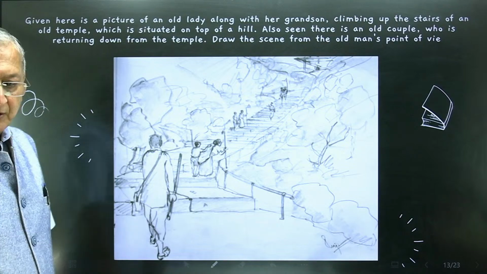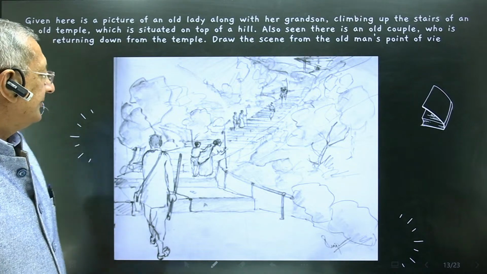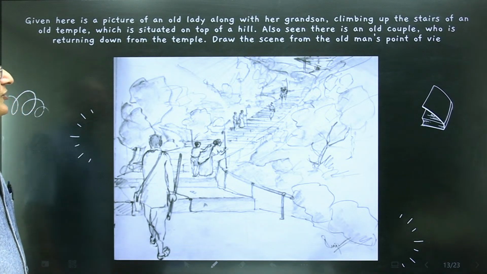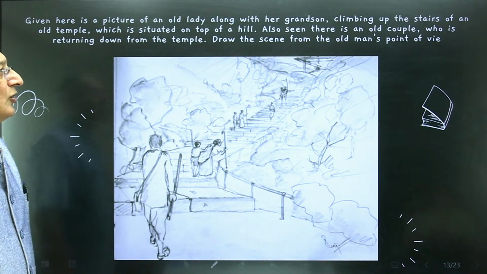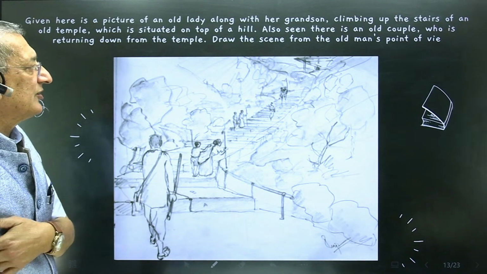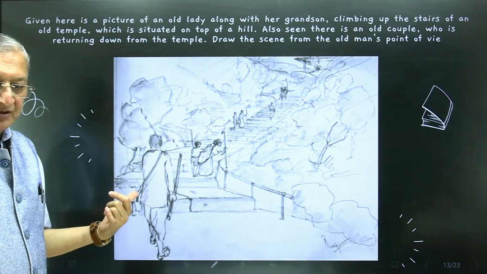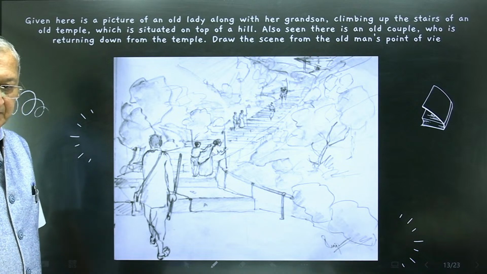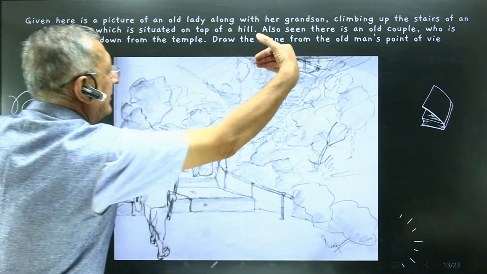Given here is a picture of an old lady along with her grandson, climbing up stairs of an old temple which is situated on the top of a hill. Also seen, there is an old couple who is returning down from the temple. Draw the scene from the old man's point of view. Now, what has happened? It is the kind of question I explained in my 9th point. That means look here and draw from there.